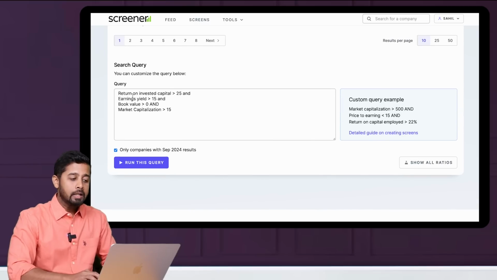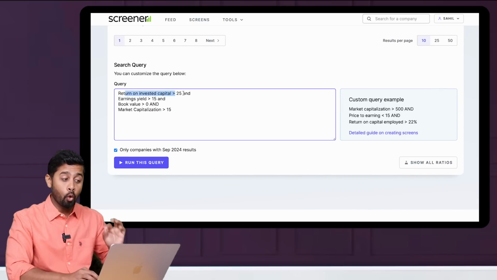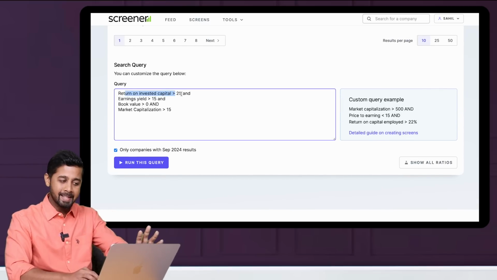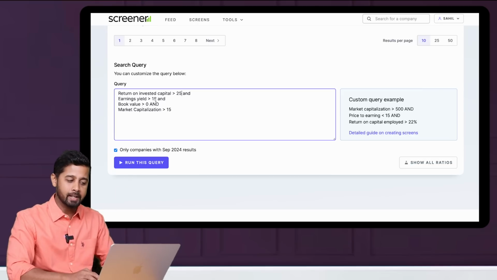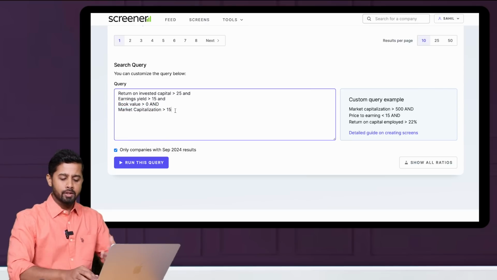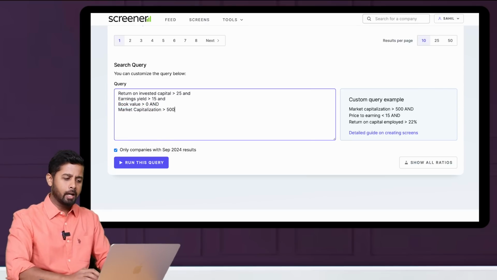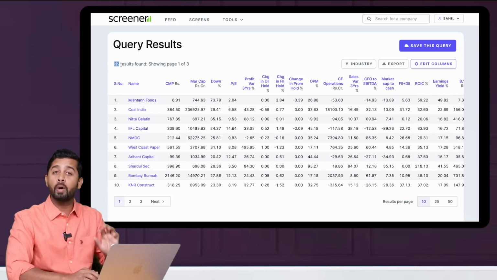What is the criteria? Return on invested capital is more than 25%. So this is clearly a very strict criteria. Very few companies have that kind of high return on invested capital. Earning yield is more than 15, book value is greater than 0, and market cap is greater than 15. So if maybe you want more than 500, you will get a better list of just 22 companies.